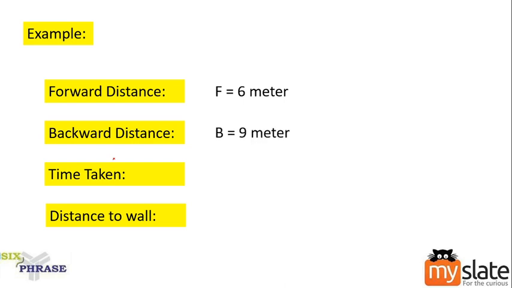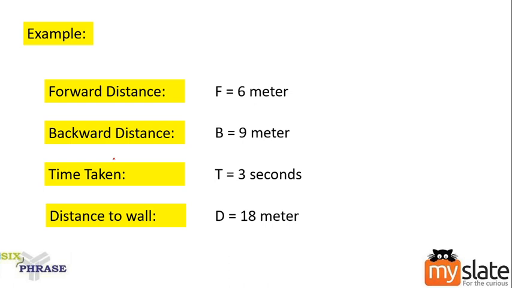Okay. The time taken. What is this time taken? Time taken to cover 1 meter. Let us assume time taken to cover 1 meter is 3 seconds. It moves forward by 6 meters, backward by 9 meters. Now, distance to the wall. Let us assume the distance to the wall is 18 meters. This is the data I have.